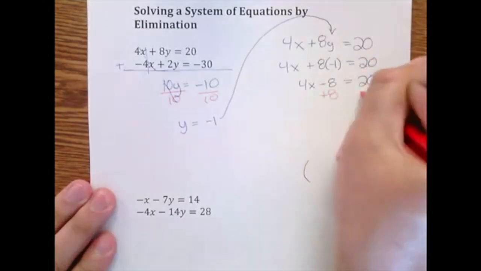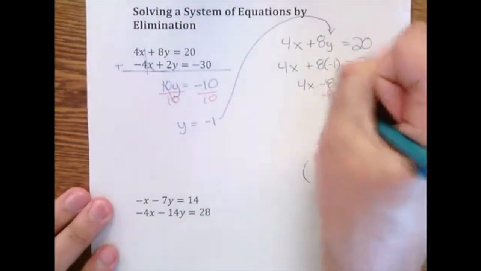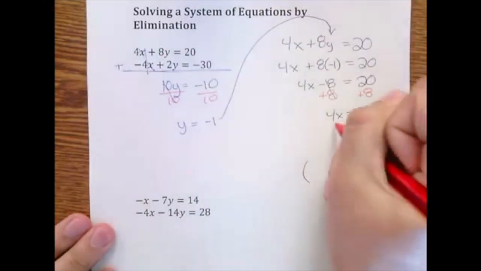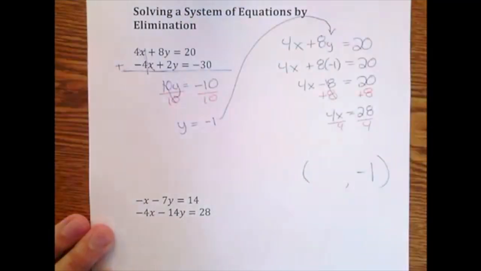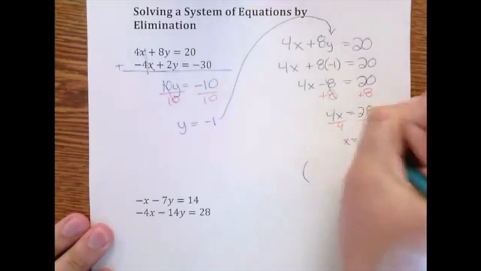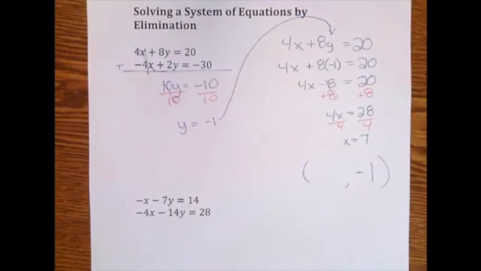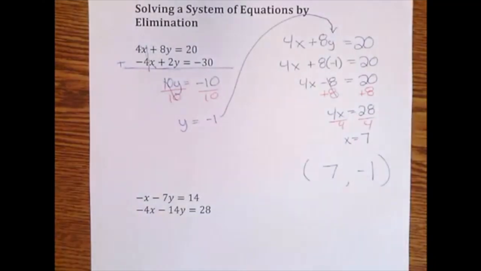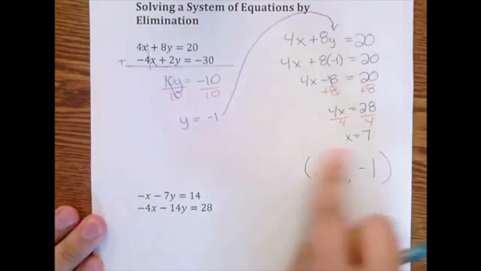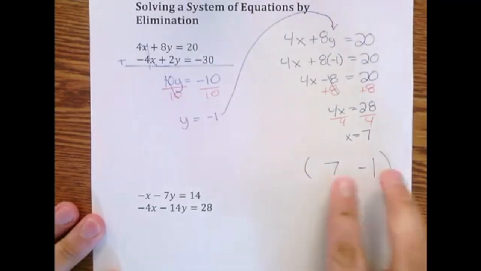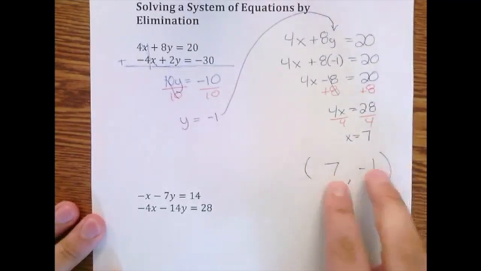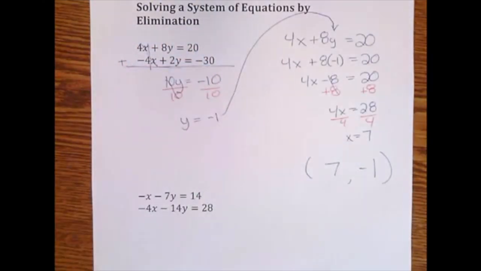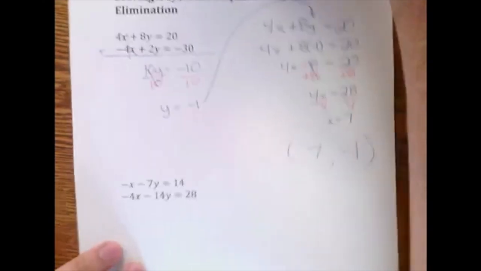Move that 8 to the other side, away from the x, and we have 4x equals 28. Divide by 4, and x equals 7. So I found my x and I found my y value. Remember, these are two lines crisscrossing, and this is the coordinate at which they cross. I could always check this answer by taking my x of 7 and my y of negative 1 and plugging them in to check the solutions. So that was a basic example of elimination.